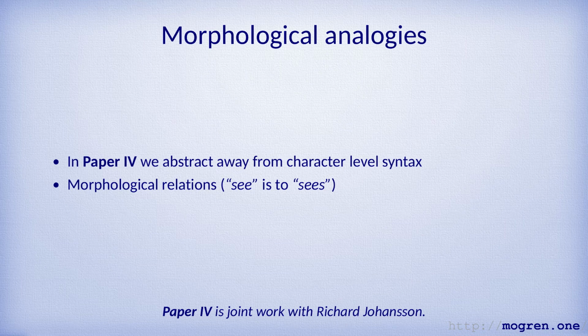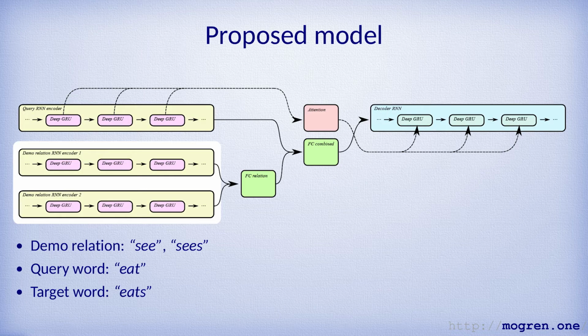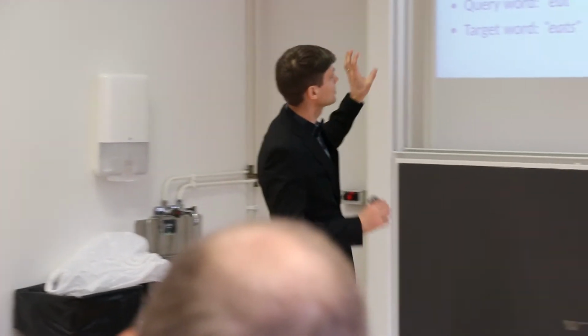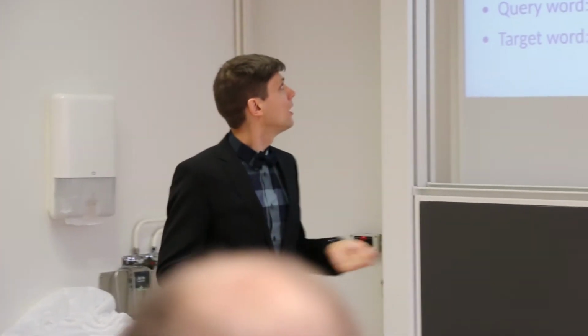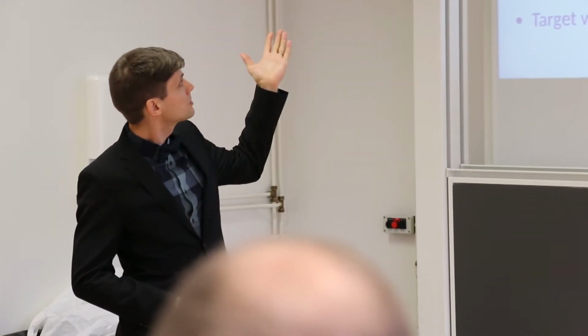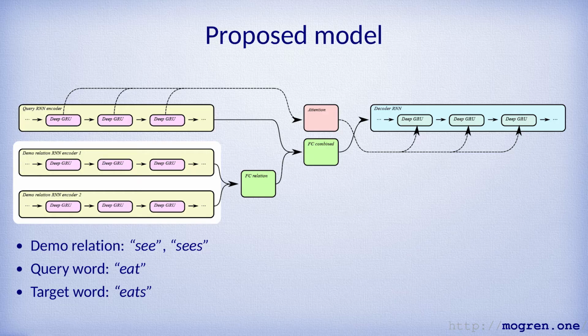So the proposed model looks like this. It's large and messy, but I'll walk you through it. In this demo relation encoder, we have two different RNNs. They are GRUs, for those of you who are interested. But it's just a gated recurrent neural network, where we use these two RNNs to encode each of the words in the demo relation. So C goes into the top one here, and C goes into the bottom one.